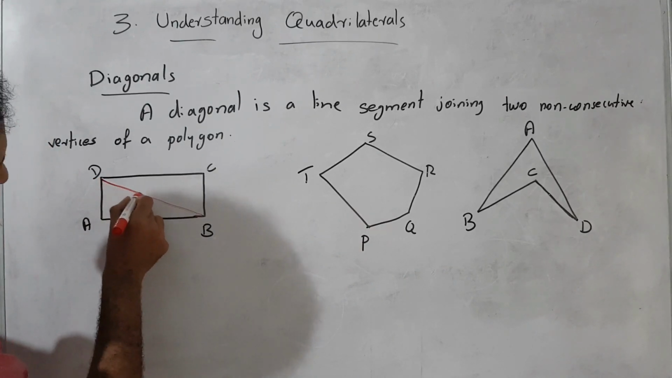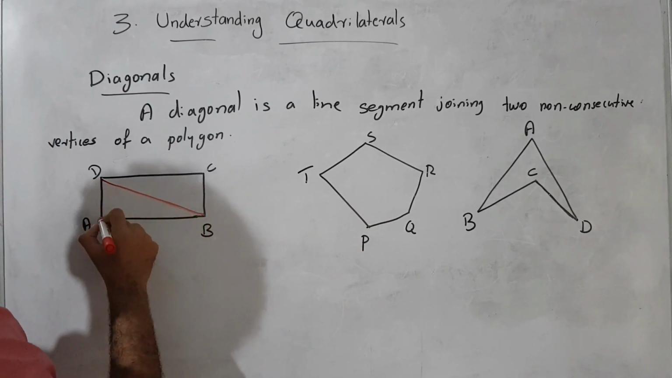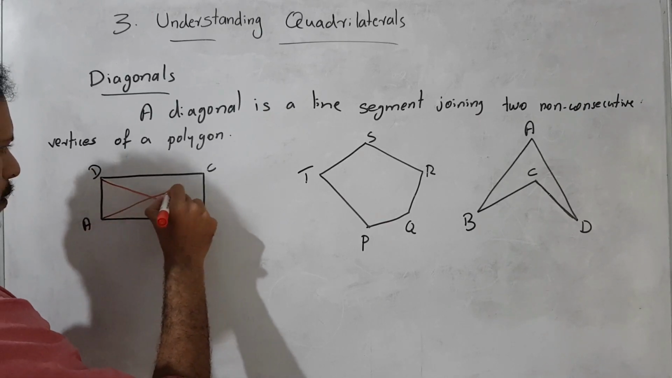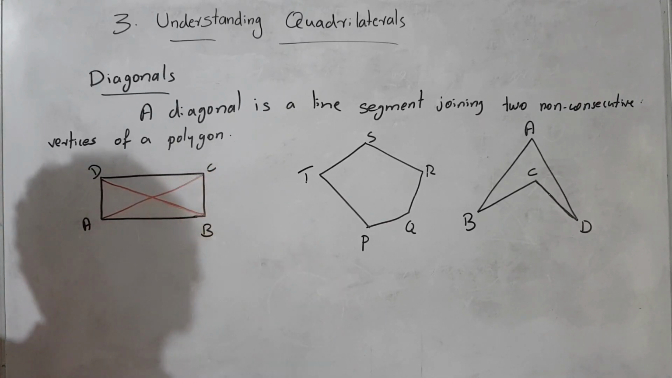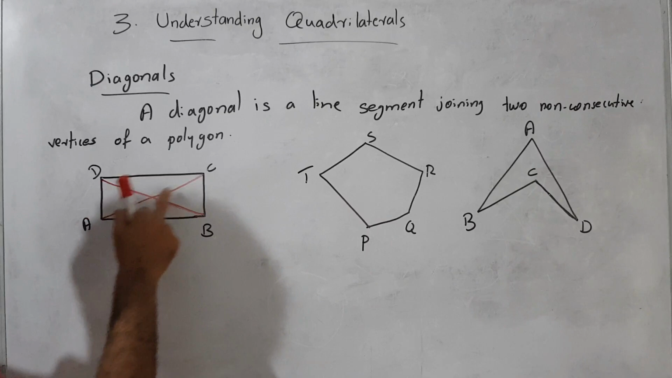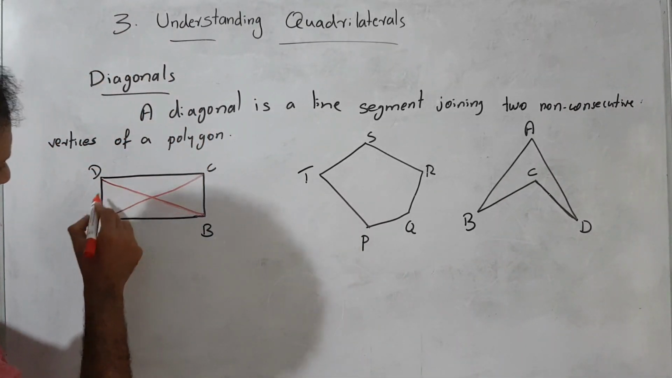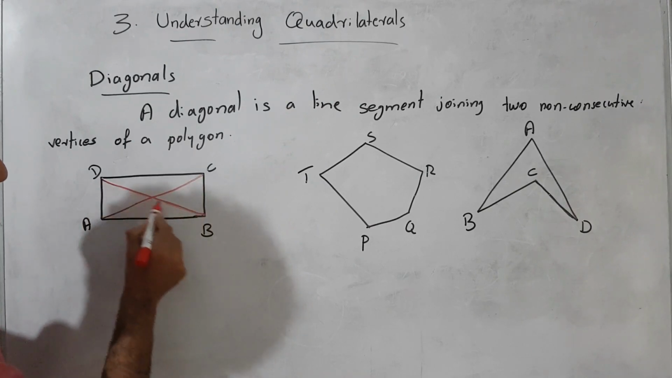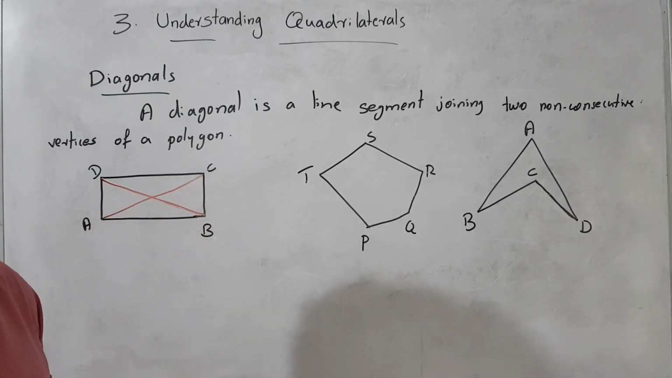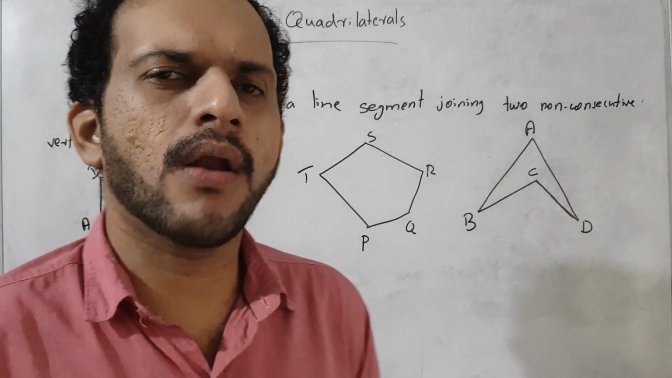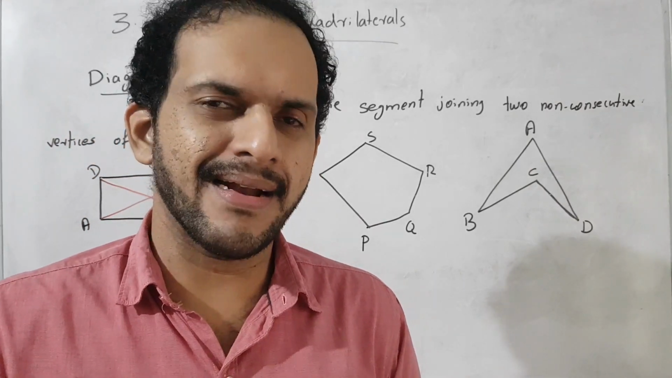If we join them, we get a line segment. We join the non-consecutive vertices by a line segment. So the line segments AC and DB are called diagonals.